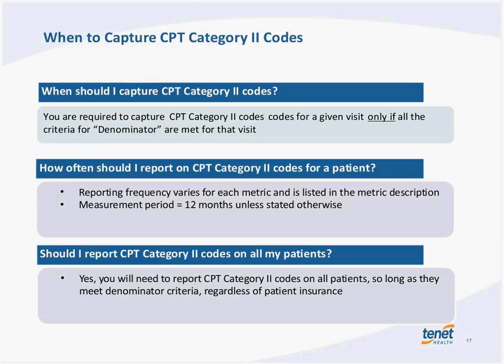We are required to report our Category 2 codes for a given visit if the criteria for the denominator has been met. The denominator actually describes eligible cases for a measure or eligible patient populations. We'll see an example of that in just a minute. The denominators are identified by ICD-9, CPT, and HCPCS codes, as well as patient demographics such as age and gender. We're going to report these codes as often as the metric requires it, and the reporting frequency will vary with a measure, but the typical reporting period is 12 months unless otherwise stated.